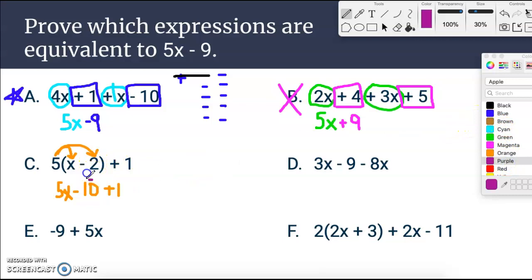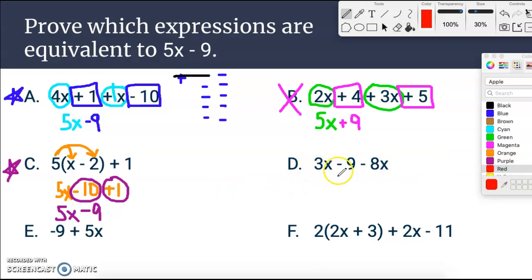And now this is not simplified because I need to combine these like terms. So negative 10 and positive 1. We just did that up here where we had 10 negatives and 1 positive. So we canceled that out and there were 9 negatives left. So minus 9. And we had a 5x for our only variable term. 5x minus 9. Same exact thing as 5x minus 9, so C is equivalent. And we go on to D.